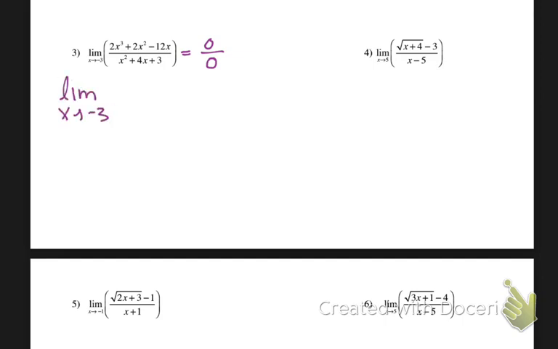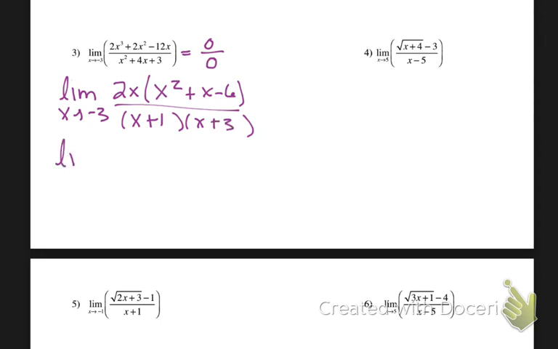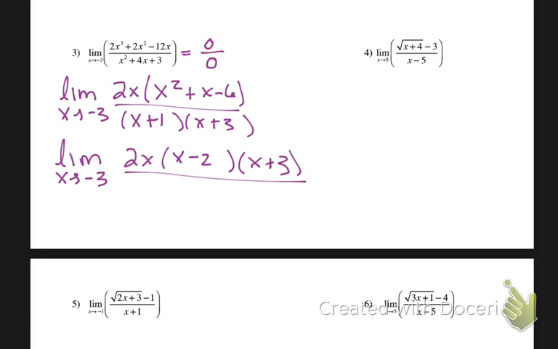I'm going to look at the numerator first, and it looks like I can pull out a 2x from every term. And then my denominator, I can factor into 2 binomials. That'll be x plus 1 and x plus 3. I have a trinomial on the numerator that I'm going to keep working with. It looks like this will be x minus 2 and x plus 3. That's good because we'll be able to cancel those x plus 3s.